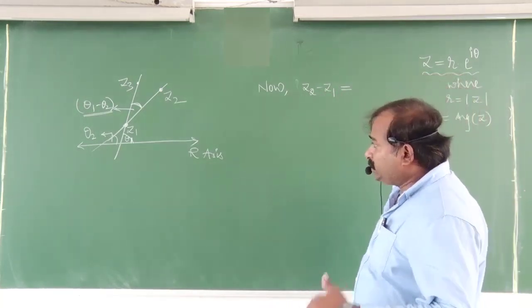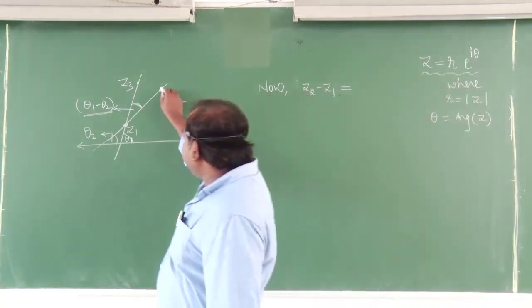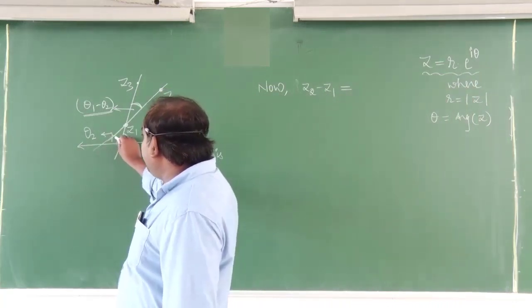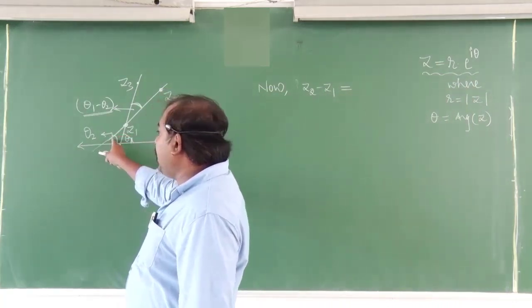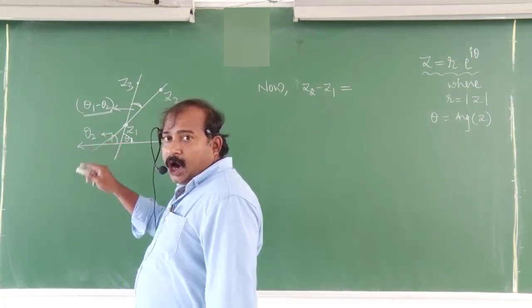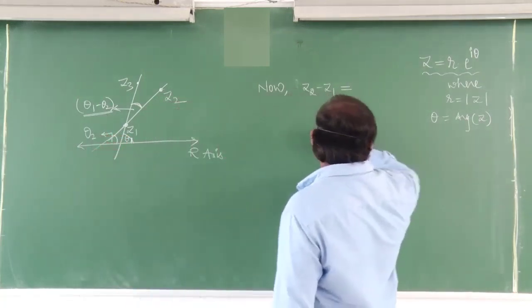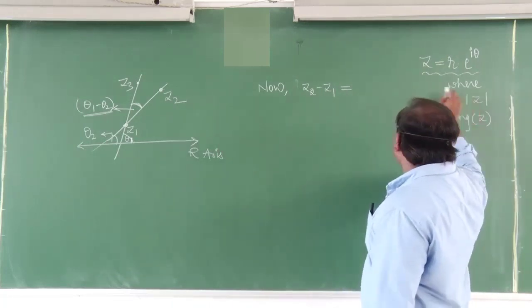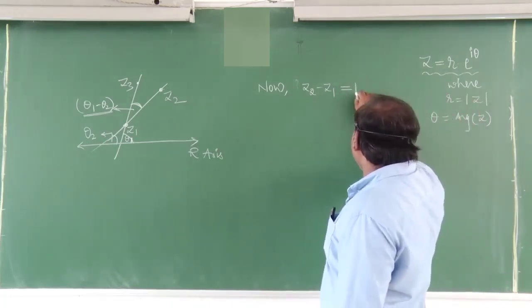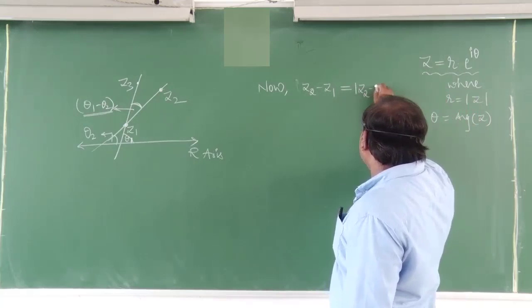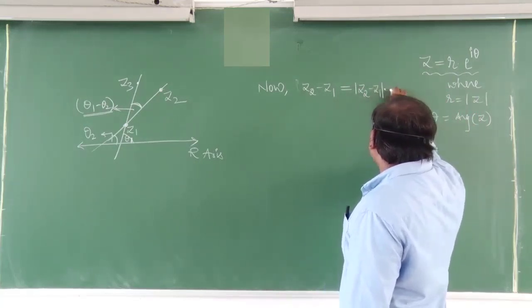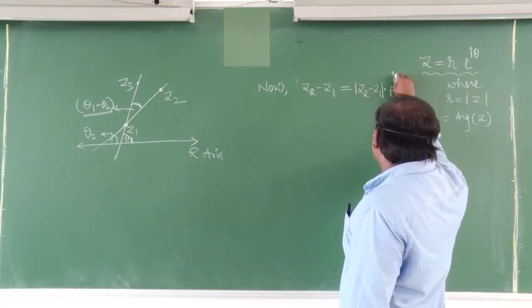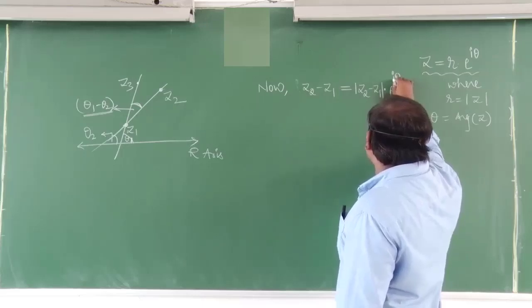Now Z2 minus Z1. Here, the Z2 minus Z1 line, the angle it makes with the real axis is theta 2, meaning the argument of Z2 minus Z1 is theta 2. And here R means modulus of this complex number. Modulus of Z2 minus Z1 into e power i theta 2. Can I write like this? Cross check one time.